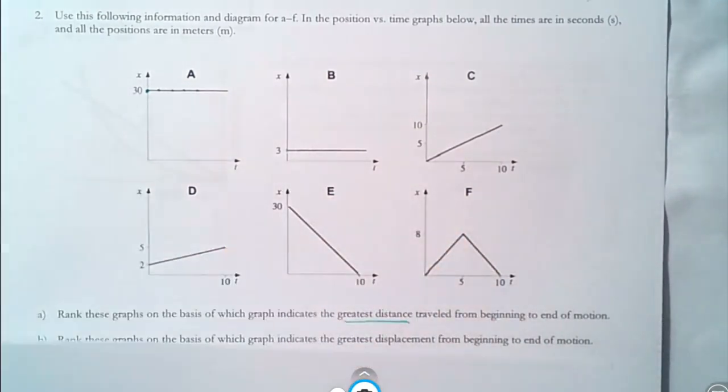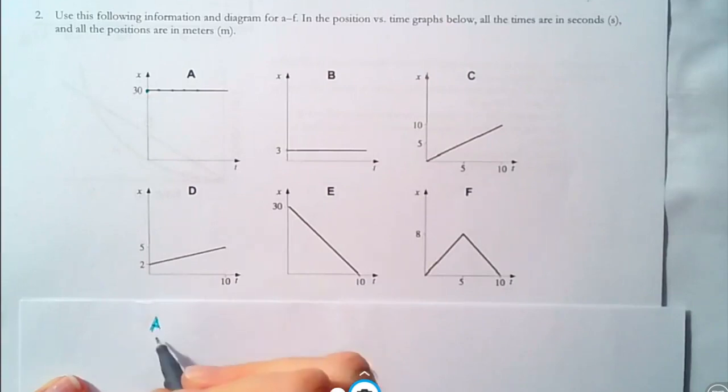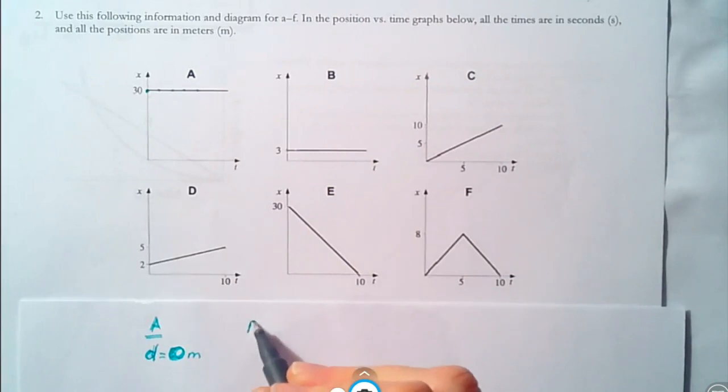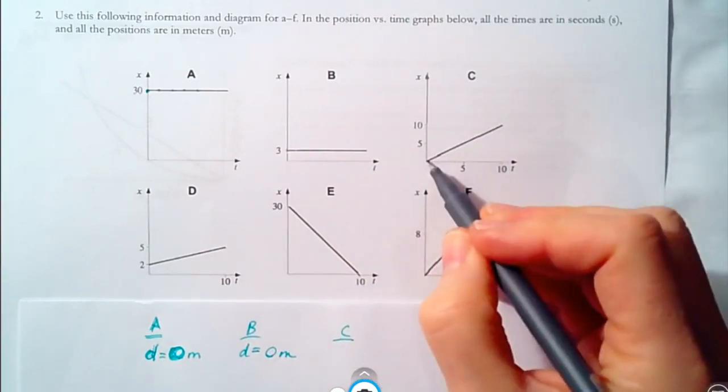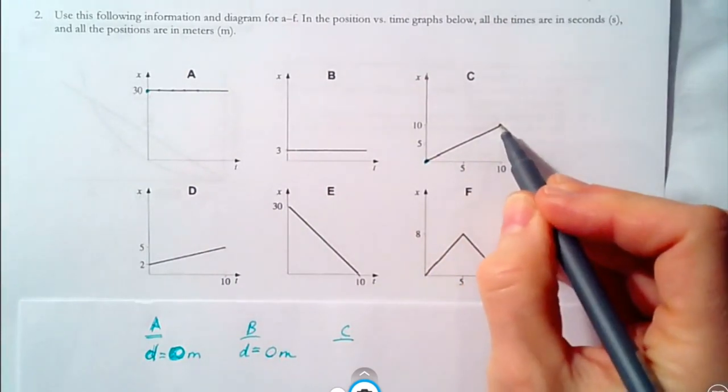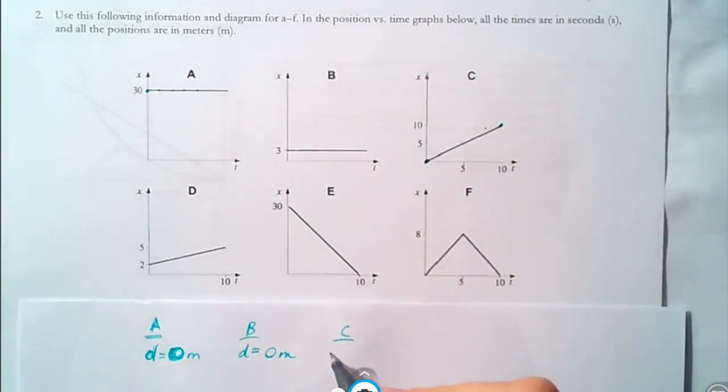So for A, the distance traveled is 0, sorry, because you're not moving. Even though your position's at 30 meters, you didn't travel there. For B, you're at 3 meters, and that doesn't change. So the distance traveled, again, is 0. For C, you've traveled from 0 up to 10 meters. So your total distance traveled is 10 minus 0, which is 10 meters.